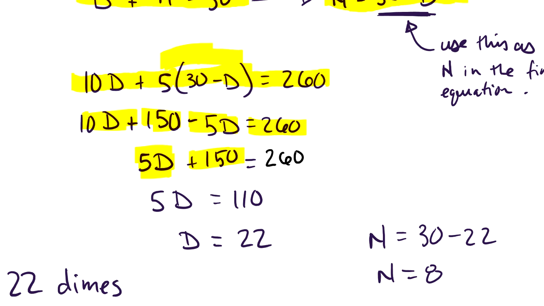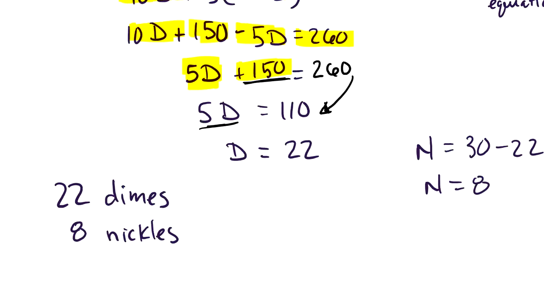And then in the next step, you can see I'm subtracting 150 from both sides. So 260 minus 150 gives me the 110. And then when I take away 150 from this side, it leaves me with just the 5D. So D ends up being 22. And because I know that there's only 30 coins in total, I know that I have to have 22 dimes, but there has to be 8 nickels. And that was the question, how many nickels are there?